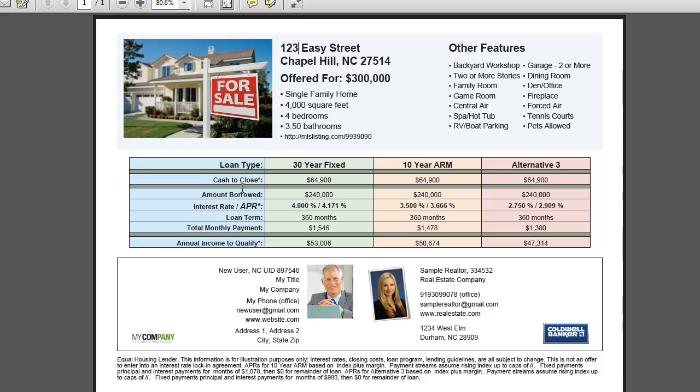But in this scenario, you've got really the basic 3 questions. What do I need to bring to closing? What's my monthly payment going to be? And about what would I need to qualify? So with alternative 3, I forgot to change the title to 5-year ARM.